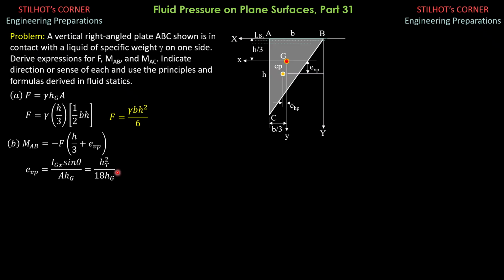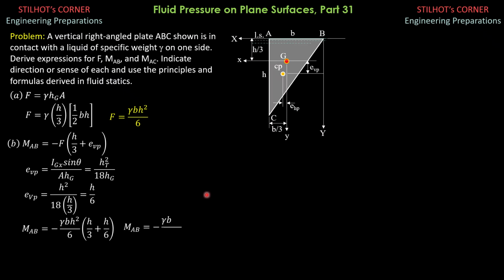So height of, and you can also derive it by your own. Height of triangle is h, so that is h squared over 18, then hg is h over 3. So AVP is h squared over 18, h over 3, so that is h over 6. So we can now compute moment about AB. It is negative of F, and F is gamma BH squared over 6, and quantity h over 3 plus EVP, which is h over 6.